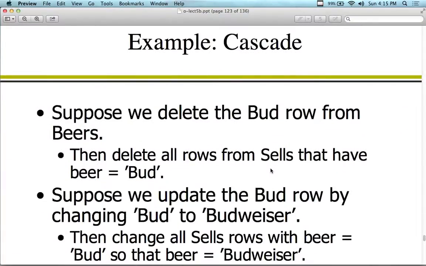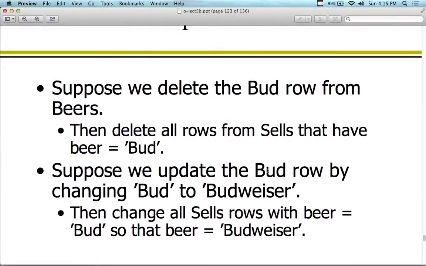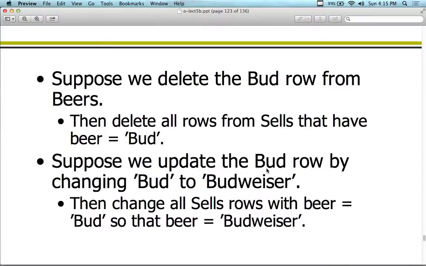So suppose we delete the bud row from beers, then delete all rows from cells that have the beers equal to bud. And suppose we update the bud row by changing bud to Budweiser. We change the name bud to Budweiser. Then we can change all the cells row names from bud so that it also says Budweiser on it. We can cascade it, yes?